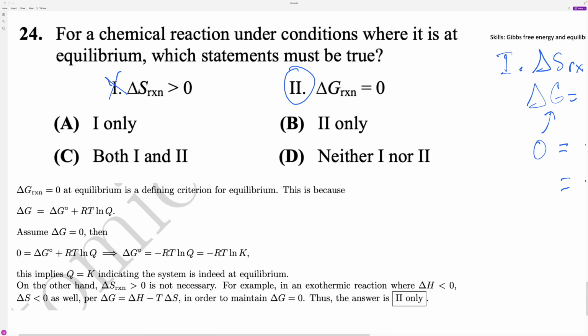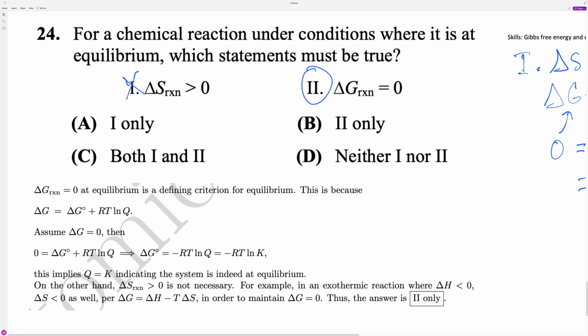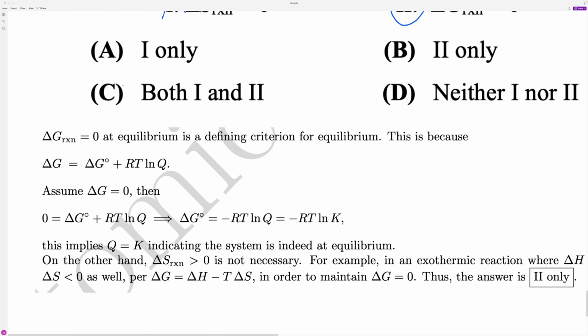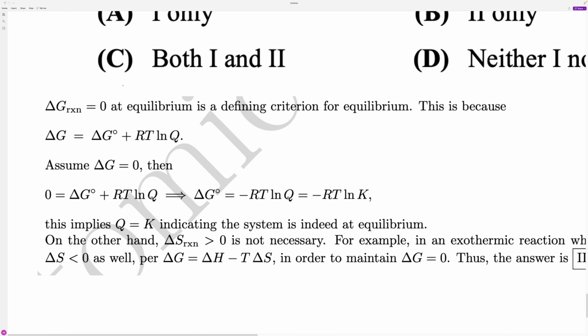You heard me earlier say that II is true, and for most people who have studied chemistry a bit, this should be something that you intuitively recognize. That's just a fact of a reaction under equilibrium. But if you want to see a proof, the intuitive proof is that this is necessary since neither the forward nor the reverse reaction is going to be spontaneous, so the system is going to be at equilibrium.